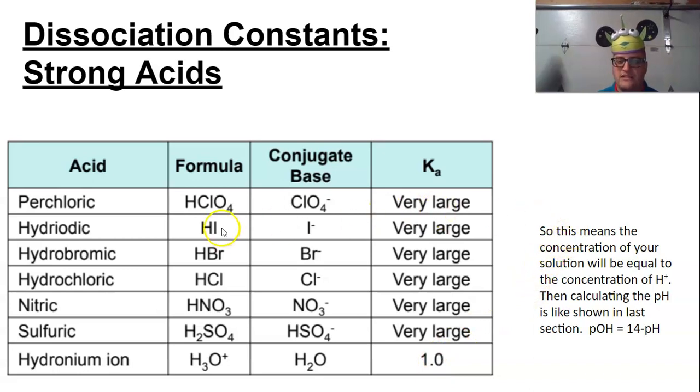So what this means is that because your Kas are very large, whatever your concentration of your strong acid is, 0.125, 0.054, whatever those values are, that is the concentration of your proton, of your H+. So then calculate pH. Again, your pOH is 14 minus that. And again, keep in mind, these are acids. If these were bases, which we'll get to, something a little different.